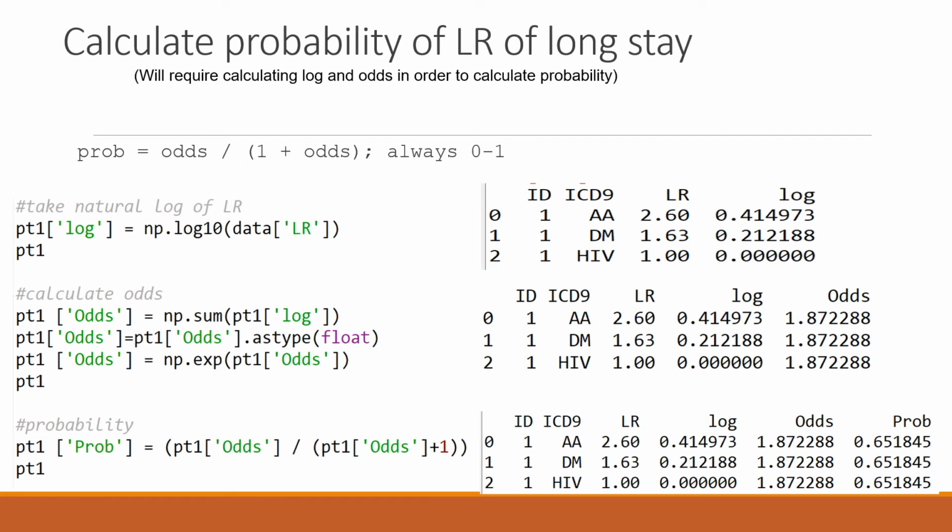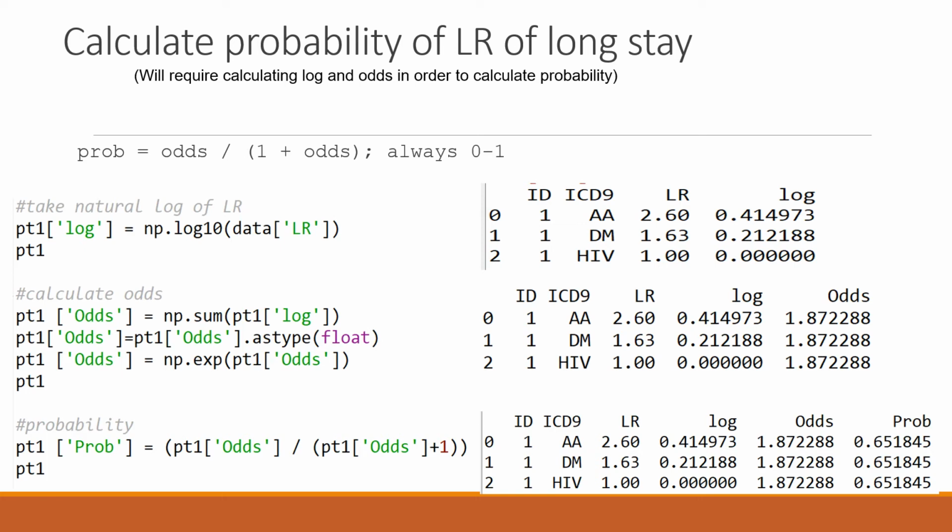In order to calculate the probability of the likelihood ratios of long stay, we will first need to calculate the logs and odds. I first transformed my likelihood ratios for patient 1, which is 2.6, 1.63, and 1, into logs. Then I calculated the sum of logs to get to my odds. You can see this part in the first and second part of my code. The result is that your table should now have your ID, ICD-9, your likelihood ratio, log, and odds. Once you have this, it's easy to calculate the probability using that formula.